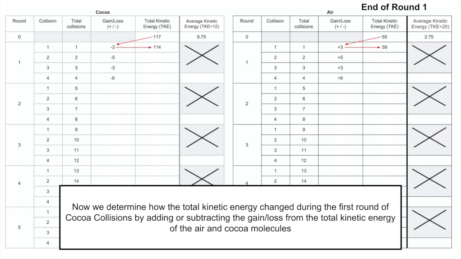We start by adding or subtracting the first gain-loss from the total kinetic energy values. We see that the air started with 55 but gained 3 after the first collision, which brought the total kinetic energy to 58, while the cocoa started with 117 but lost 3 after the first collision, which brought its total kinetic energy to 114. If we continue this process of adding and subtracting the gains and losses from the total kinetic energy, we see that by the end of the first round, the air has a total kinetic energy of 72 and the cocoa has a total kinetic energy of 100. Be sure that you fill out all the gains and losses and total kinetic energy values in your table.